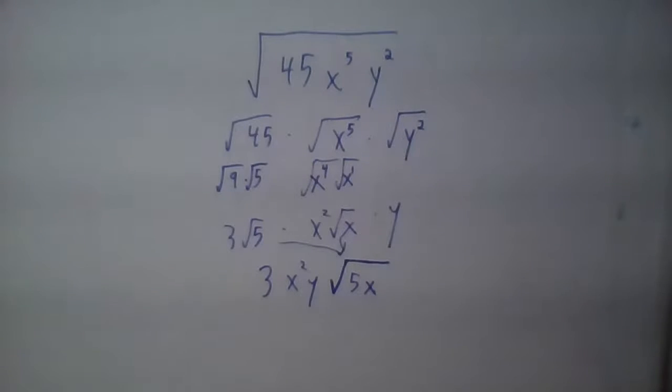We shrunk the radical a lot because we started off with 45x to the 5th y squared in the radical, and we end up with something like 5x in the radical. It's a simpler expression because the radical is shrunk down as much as we can. That's the idea on those.